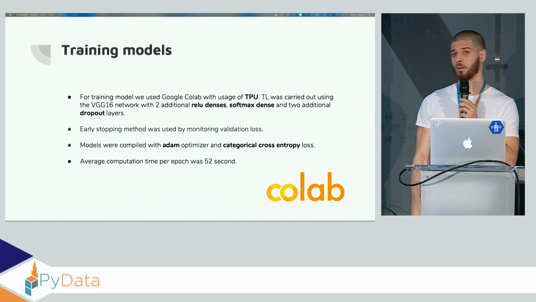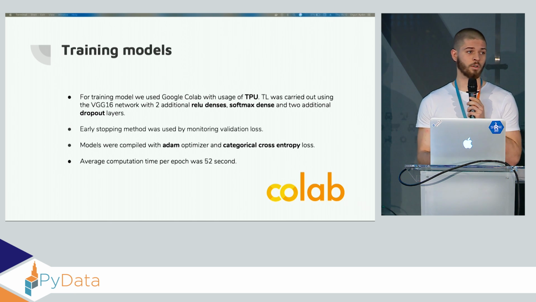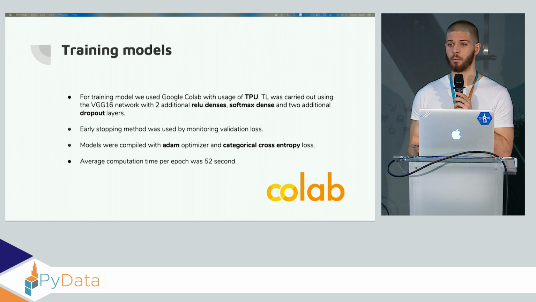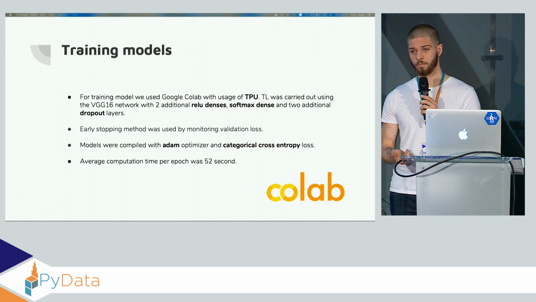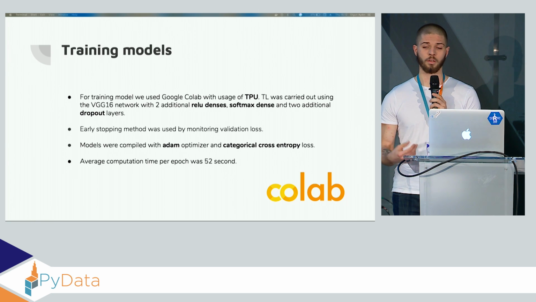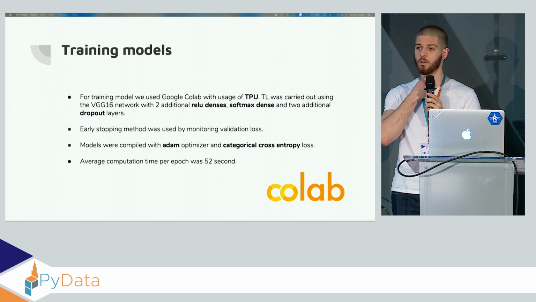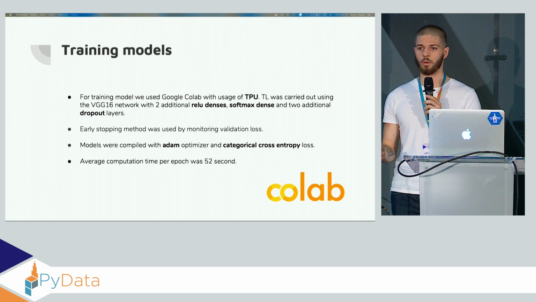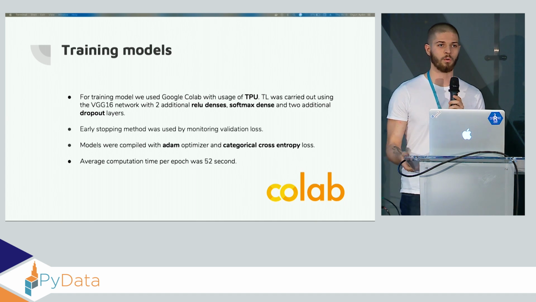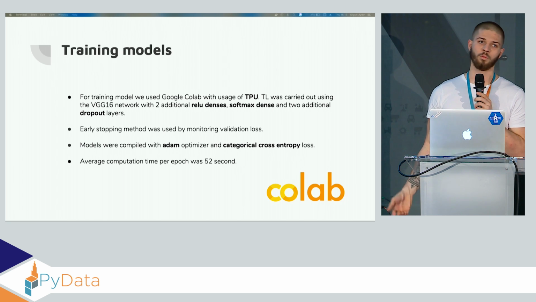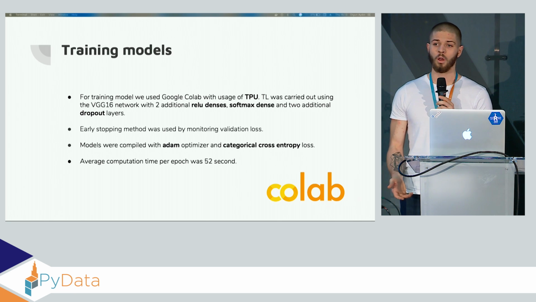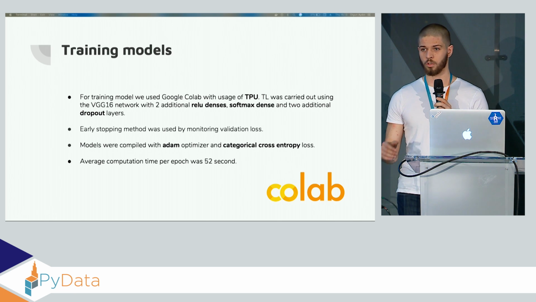Okay, and the training part. All of the training was conducted in Google Colab. We used Google Colab because they provide a free TPU, and it helped to develop the model, because when we tried the same architecture on CPU, the time of one epoch was around 2 hours. When we tried with GPU, it was around 40 minutes. With TPU, we managed to shorten the time to 52 seconds per epoch.